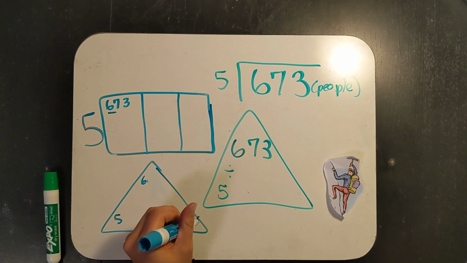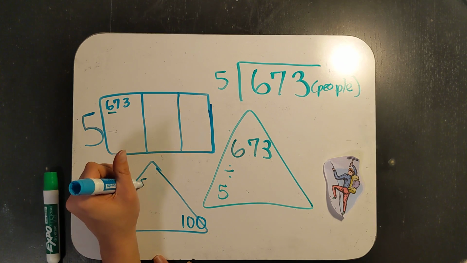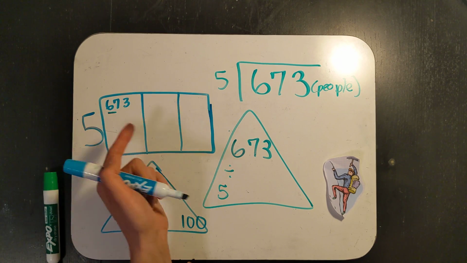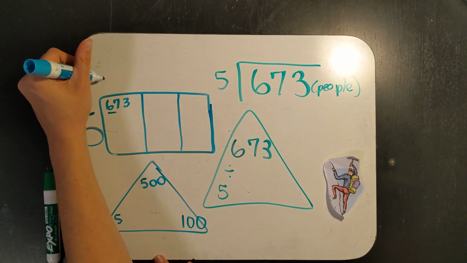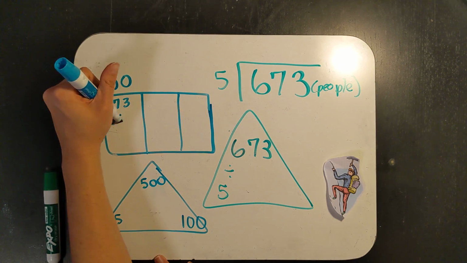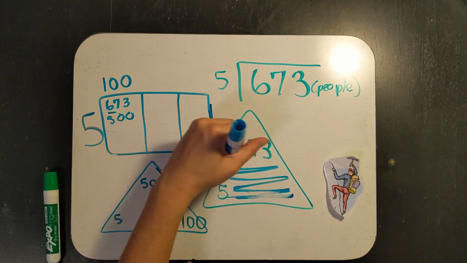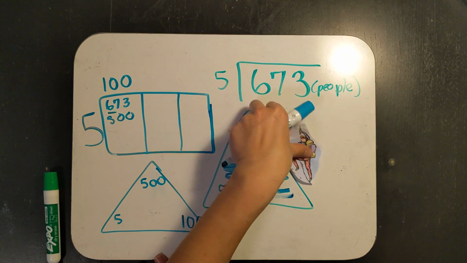Check this out. We're just trying to make progress. Look, 500 is a pretty big number. So we do 5 times 100 equals 500. We've already gone up this far in our triangle. This mountain climber is just making progress.